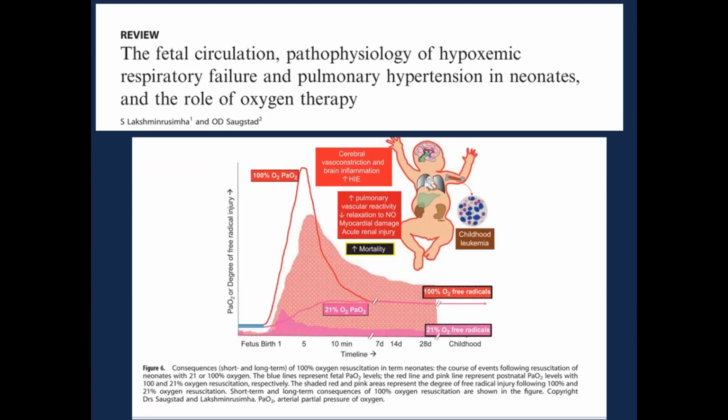Long time ago, we were considering 100% oxygen for resuscitation, including infants with HIE. And now we understand that resuscitation with room air is much more beneficial, and resuscitation with 100% oxygen is really harmful. Harmful for the brain, cerebral vasoconstriction, brain inflammation, and worsening of HIE. Worsening of pulmonary vascular reactivity, and decreased relaxation response to nitric oxide, myocardial damage, acute renal damage. All of that just when you consider resuscitation with 100% oxygen rather than room air. And even in the future, this infant will be at higher risk of childhood leukemia.